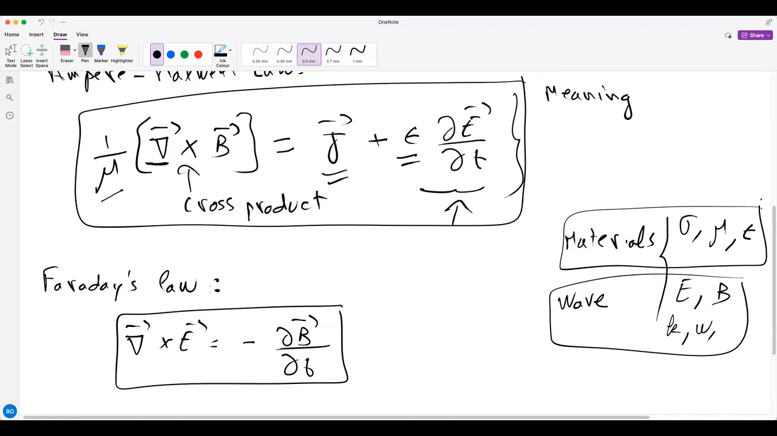We will solve the equation to try to determine what happens to the material's properties when this material is crossed by a wave. I will stop here for 7-8 minutes.